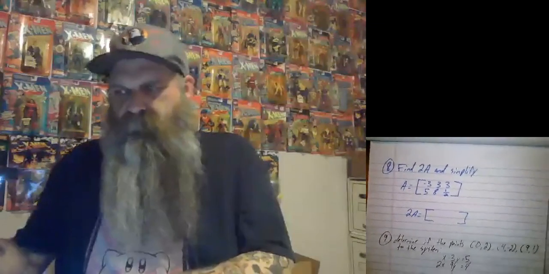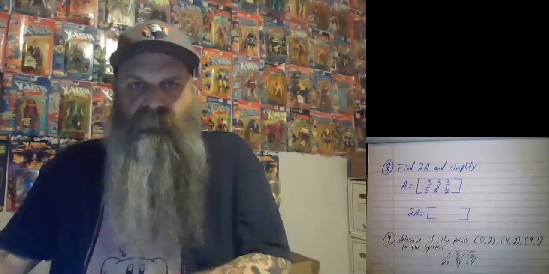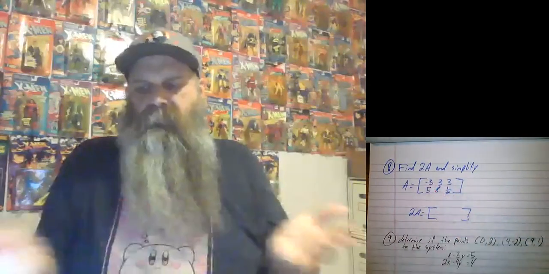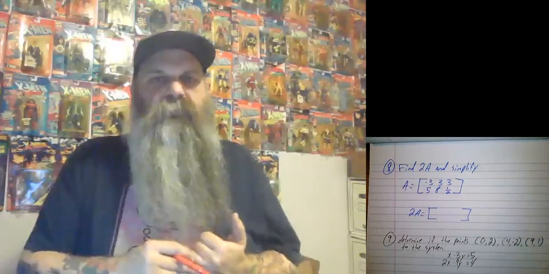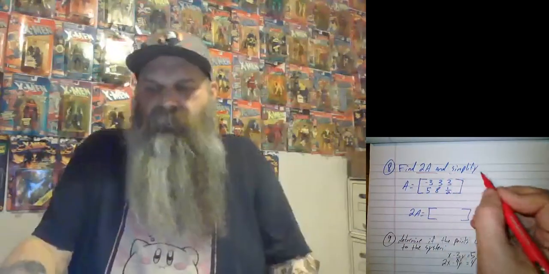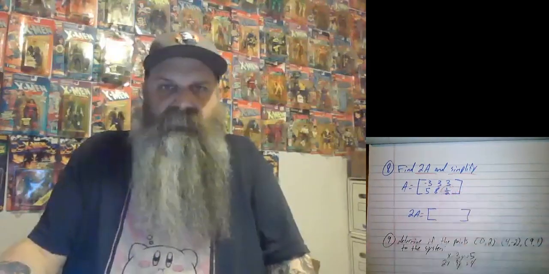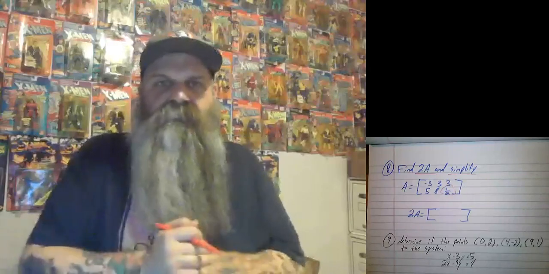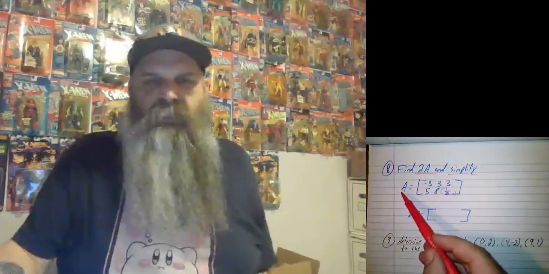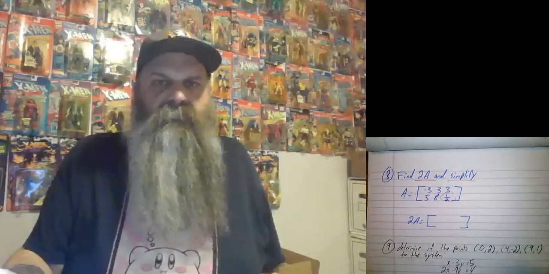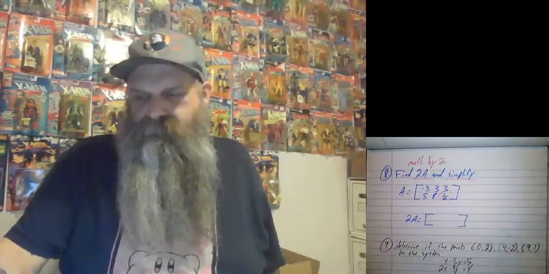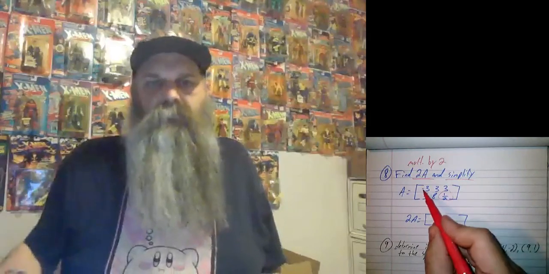Some of these are going to go real quick, and hopefully are very easy for you. I know you could probably do number 8 in your head, but show work in case you make a mistake. So find 2A and simplify. Simplify in this case is just talking about the fraction. So 2A, capital A, is our matrix. And we're just multiplying by 2.